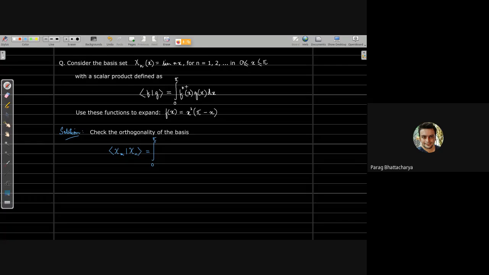Then f star, chi m star, sine. What is chi m? Chi n of x is sine nx, so chi m will be sine mx, and it's a real function, so the conjugate of that will be the same. Okay, so we have sine of mx, and then the other function g, the second function, will be chi n, which is sine of nx, into dx. So let's call this equation number 1.